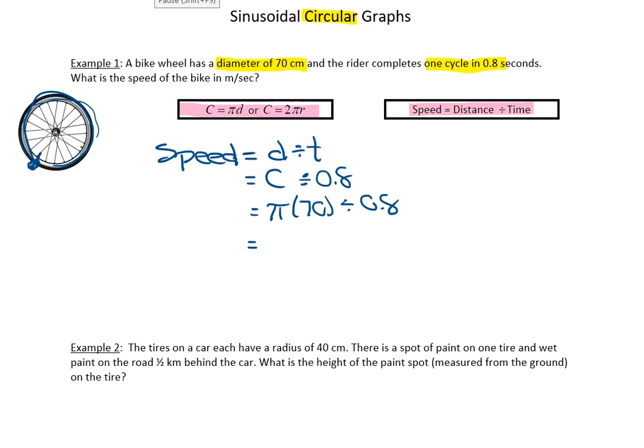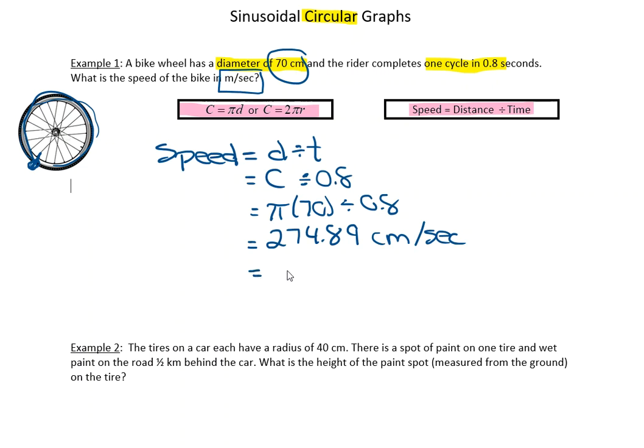Let's take 2 decimal places. So we have 274.89, and let's put some units on that. The distance we measured was in centimeters, right? And the time was in seconds. But the question says meters per second right here. So we've got to convert centimeters to meters.